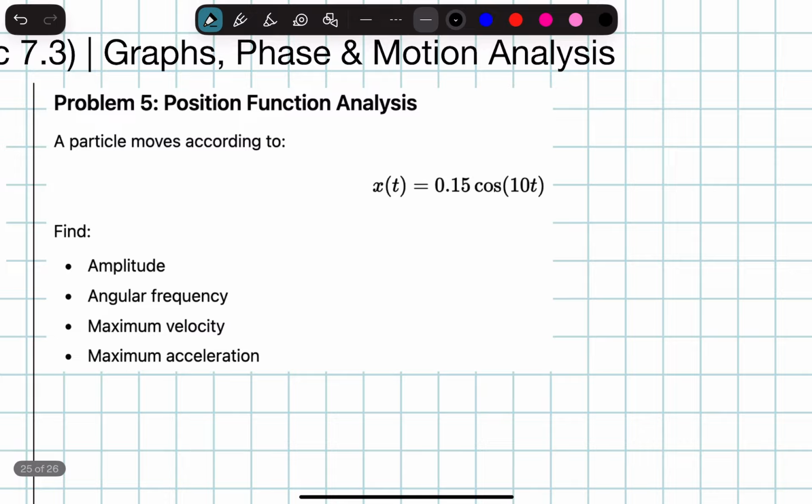A particle moves according to x of t is equal to 0.5 cosine 10t. Find the amplitude, angular frequency, omega.